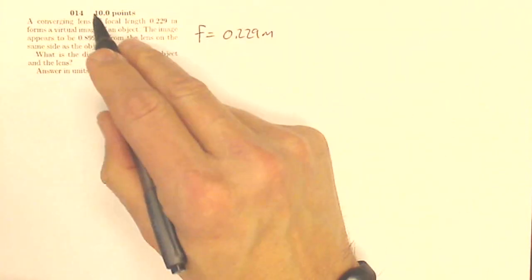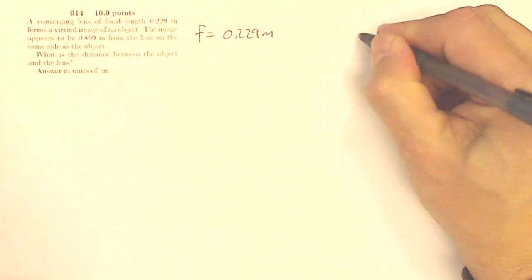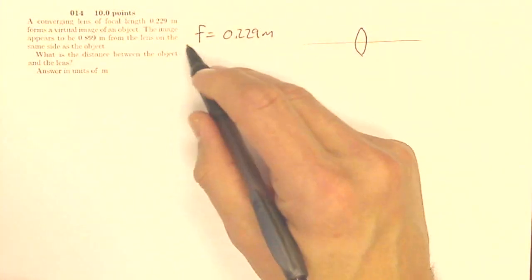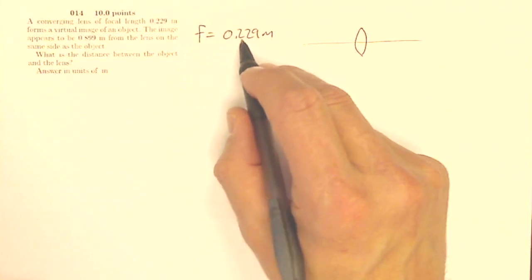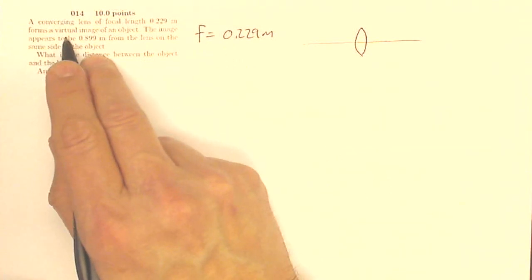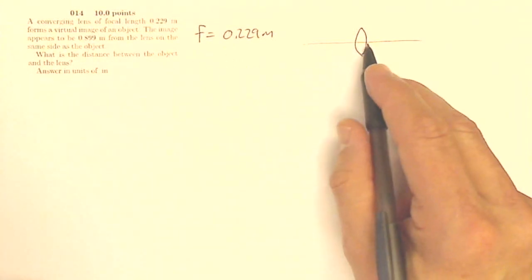0.229 meters, but it's a converging lens, and converging lenses look like this. So that is a positive focal length. Converging lenses have positive focal lengths. So the focal length is 0.229 meters, and that's positive, forms a virtual image of an object. So I'm going to get a virtual image.